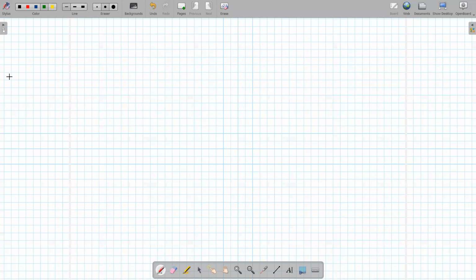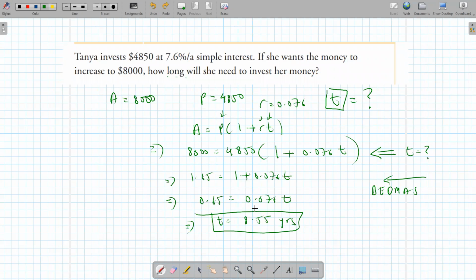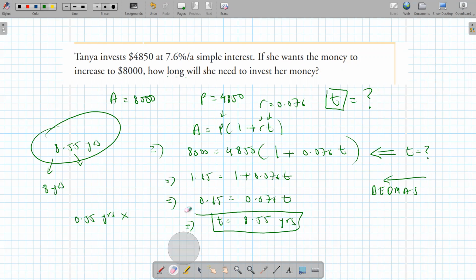We can find the 200 days actually. If it says exactly how long, we have 8.55 years. We know this means 8 years. How many days are there in 0.55 years? And here's the conversion factor. You can use this to do any type of unit conversion.